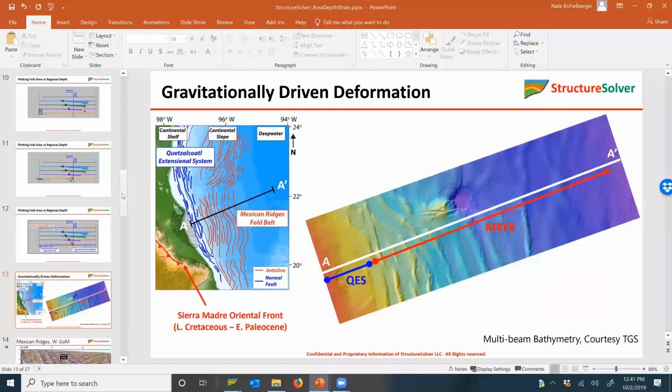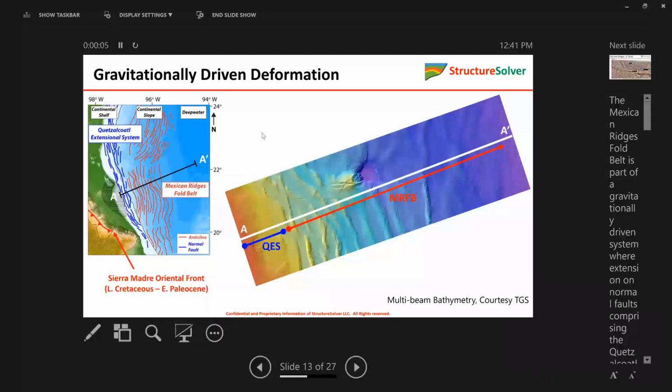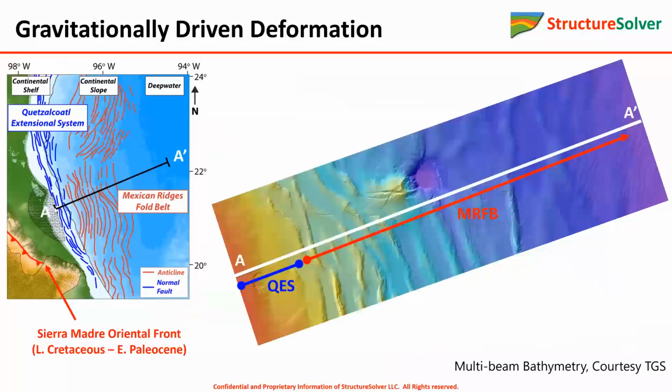So I'll finish up with a study applying the area depth method in a larger integrated structural context. This is based on a presentation that we gave at AAPG in 2017 using the 2D Gigante survey from TGS. What we're looking at is a big long regional line from the Mexican Ridges Fold Belt, where we've got the Quetzalcoatl extensional system.